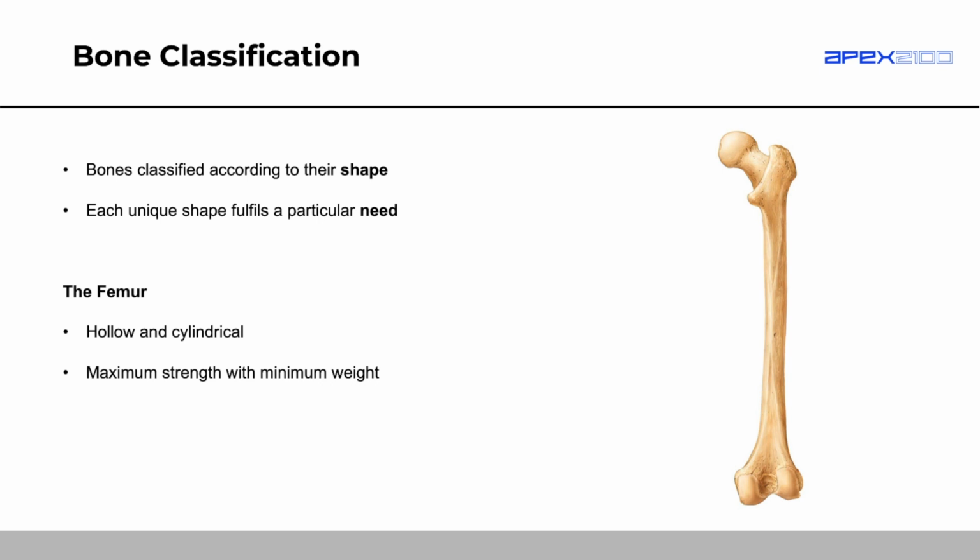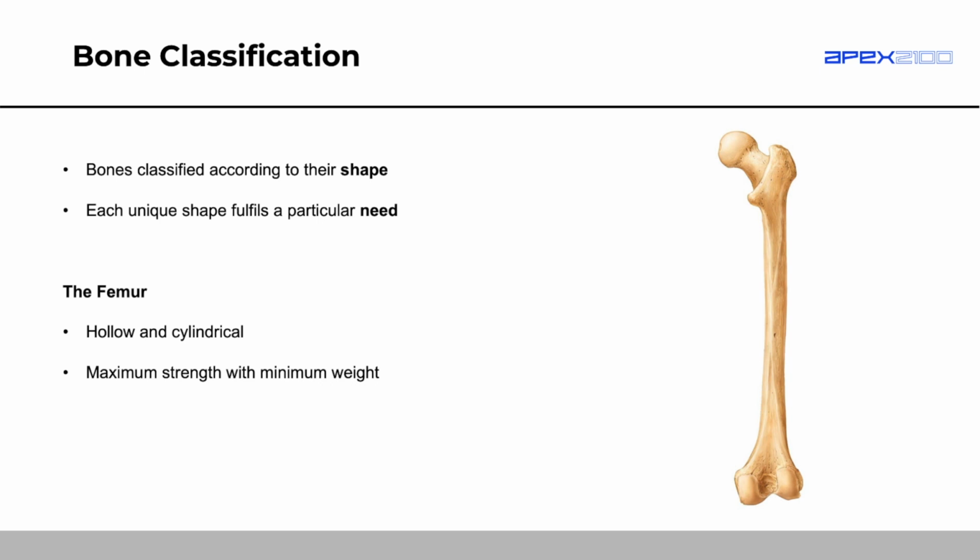Okay, now when we think about bones as well, we need to know how to classify bones. Bones are classified according to their shape, and their shape dictates the sort of need that they require. So for example, the femur is hollow and cylindrical. It's got maximum strength with minimum weight. On the outside of the femur, we've got this dense, compact bone, but on the inside, it's mainly made up of spongy bone, which is like spider webs almost. So it's very light on the inside. Your femurs are very light bones, but very strong bones as well.